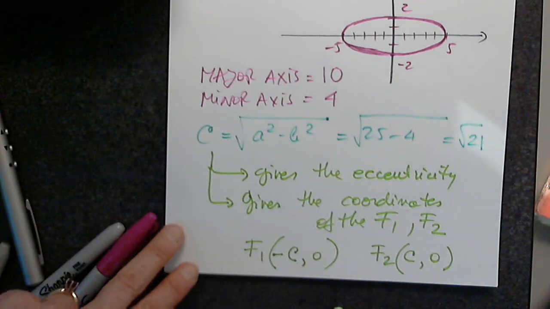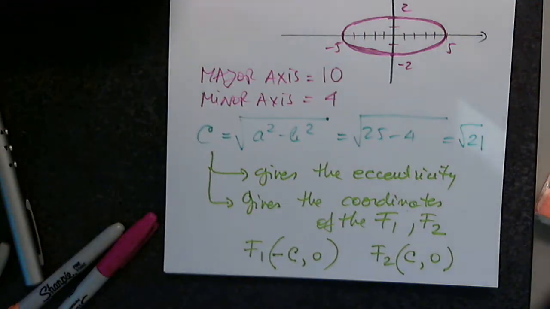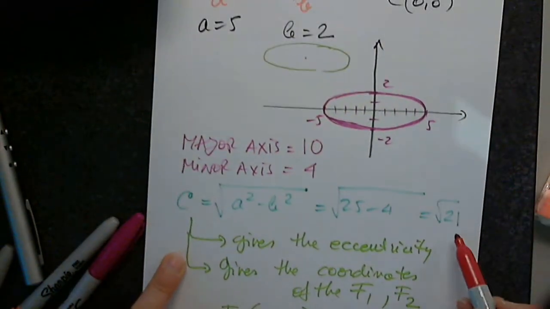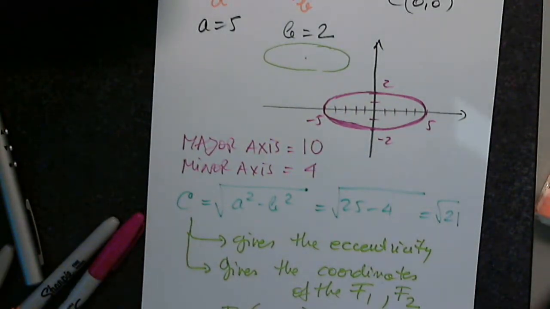Okay, so coming back here, we want to identify the foci. So negative c, we determined it. So how much is the square root of 21? 4 point what?